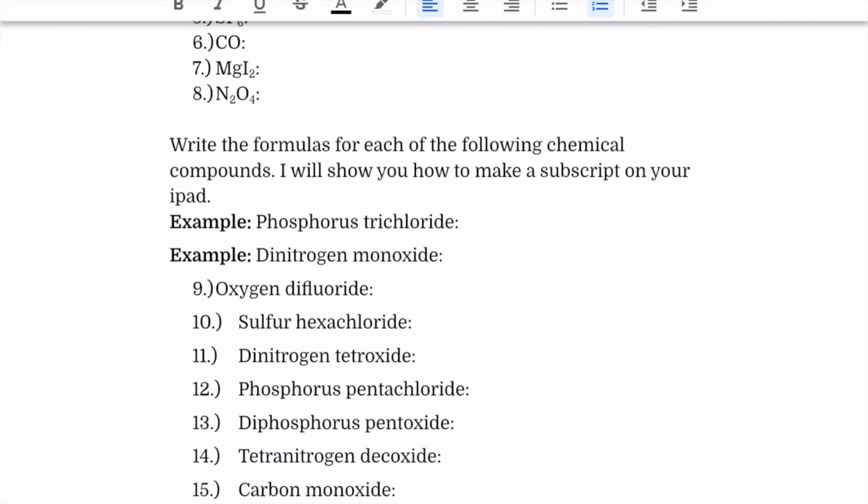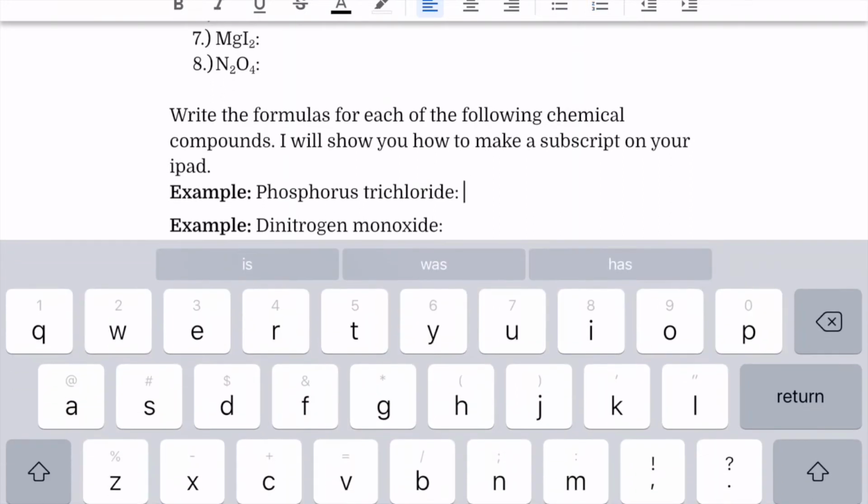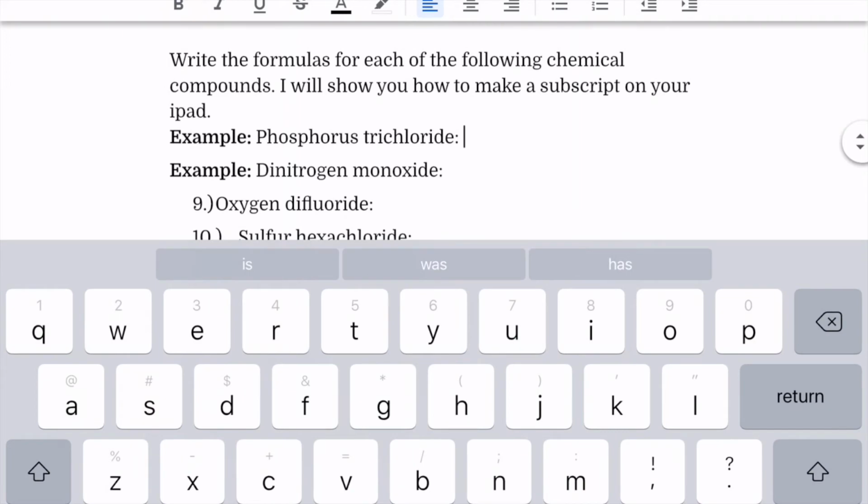Alright, going down here, you are going to write the formulas for the following chemical compounds, and the reason why I'm doing this on the iPad is so that you can see how to make the subscript on here. So for this one, you don't really need your periodic table unless you don't know the symbols for each element. So you don't need to worry if it's a metal or a non-metal. You just need to know the symbols and the names for the subscripts.